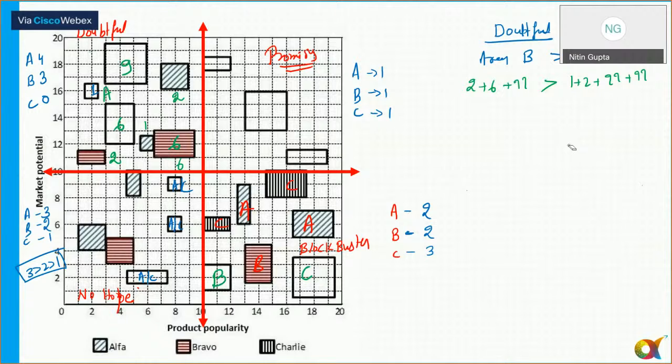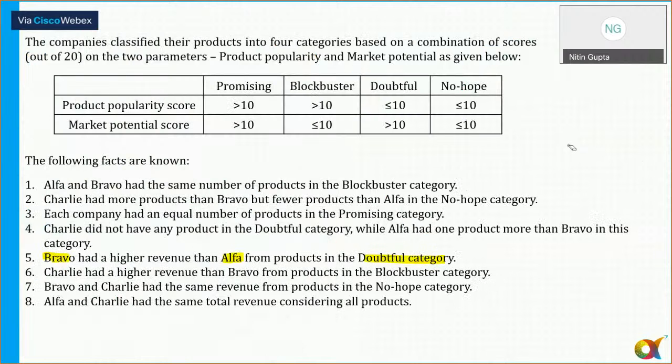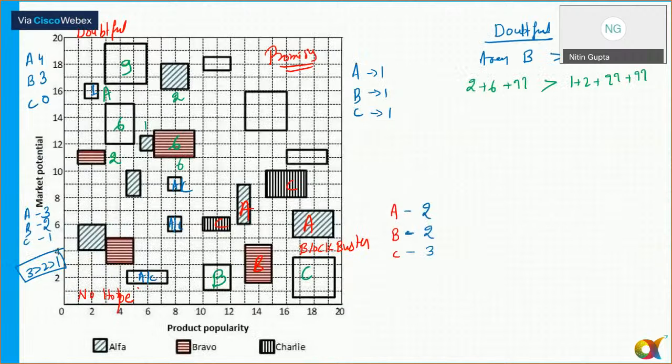That is point number 6. So point number 6 says here. 6 we have done. 7. Charlie had the same revenue from products in the no hope category. So in the no hope category, Bravo and Charlie had the same revenue. So let's concentrate.